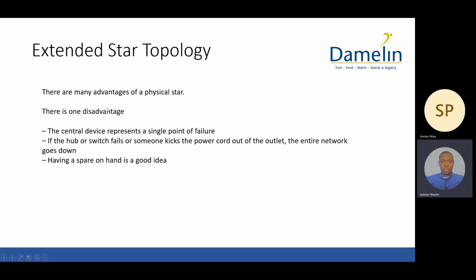There are many advantages of physical star. There's one disadvantage. The central device represents a single point of failure. If the hub or switch fails or someone kicks the power cord out of the outlet, the entire network goes down. So similar to the kind of problems you would typically find in a client-server based architecture network, there's this central device which is at the core of communication. And if it goes down, then the entire network is finished. And you don't find that in the bus topology.